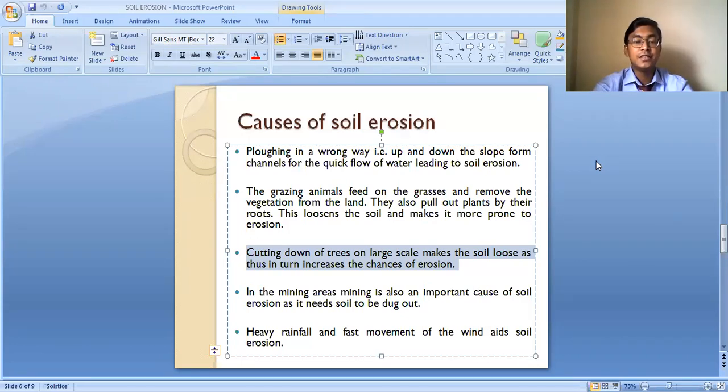This is the reason that in the mountain areas we can see that landslides and soil erosion are very common. Why? Because the forests are being cleared in the mountainous areas, and the soil which was being held tightly by the roots of the plants can no more be held. So the soil becomes exposed and very fragile, and soil erosion and landslides take place.